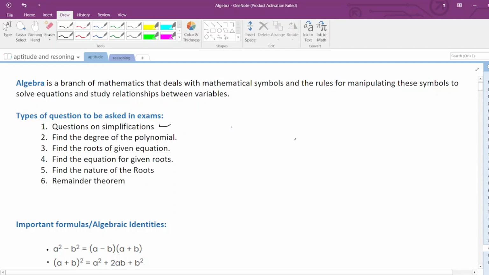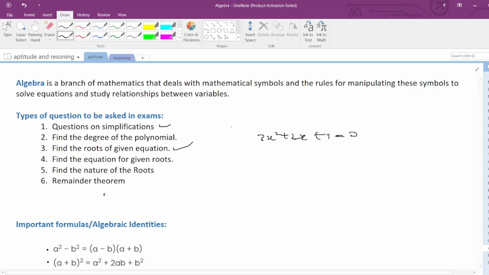Okay, so maybe questions on simplification definitely, or else find the degree of the polynomial. The term degree may look new to us, right? So what is degree? I will explain in later sessions. Maybe they give a polynomial equation and ask what is the degree. Let's take what is the highest degree. Let's take 3x square plus 2x plus 1 is equal to 0 as the equation. So they ask what is the highest degree in the equation.